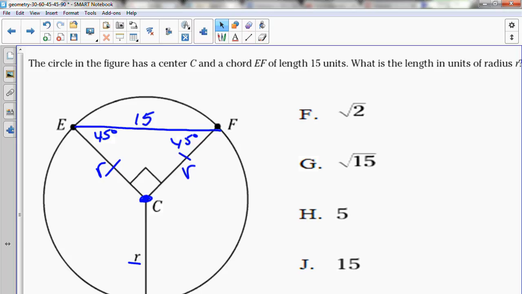Now, how do we get the legs when we go backwards from the hypotenuse? You divide by square root of 2. So this would be 15 divided by square root of 2. That's not over there. I must have got it wrong. Well, I just need to rationalize. So this would be 15 square root of 2 over 2. Oh, bam, it was that one. All right.